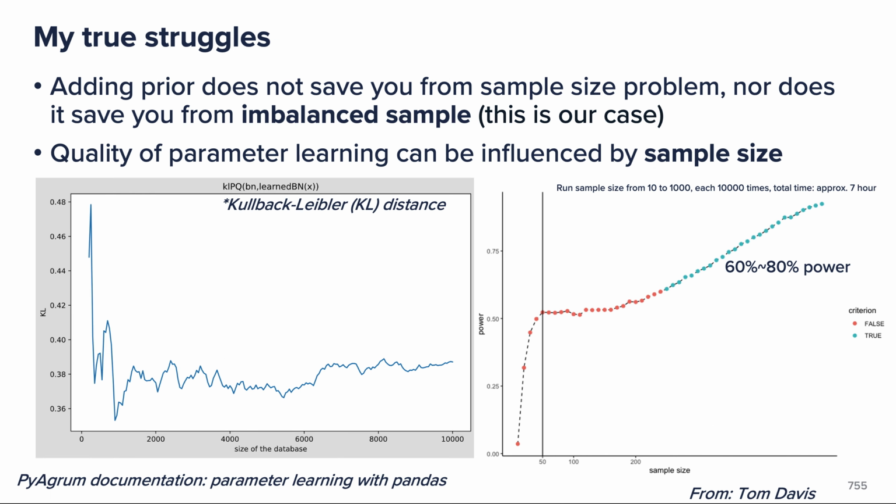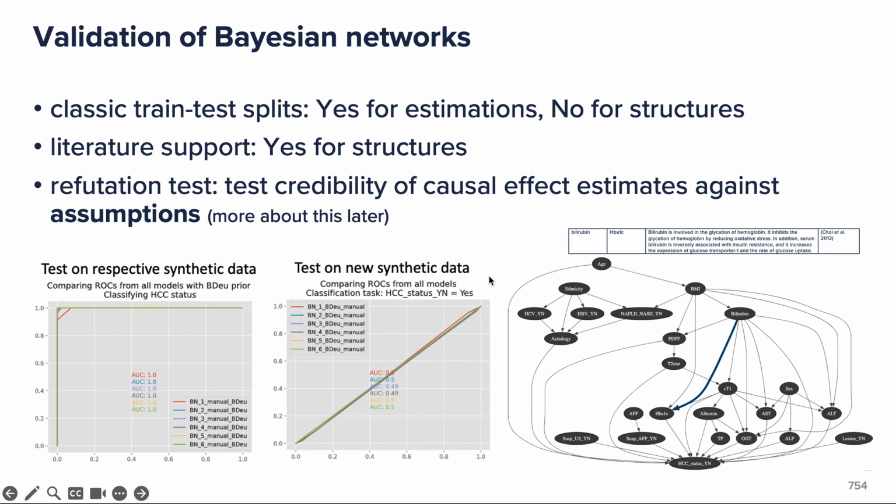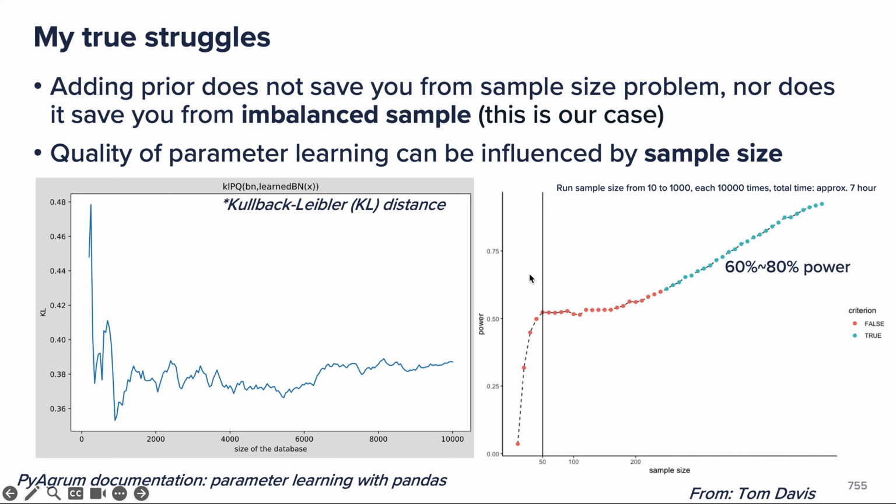So my true struggle is that you see this really, really bad performance on the training data. And this happens because I realized that adding a smoothing prior does not save you from sample size problems. And it certainly does not save you from an imbalanced sample. And this is exactly what I had in our situation. I have very, very few positive cases of people who had a confirmed liver cancer.